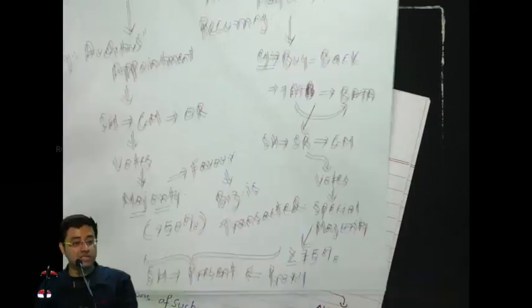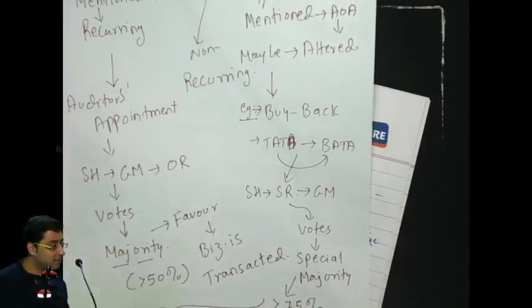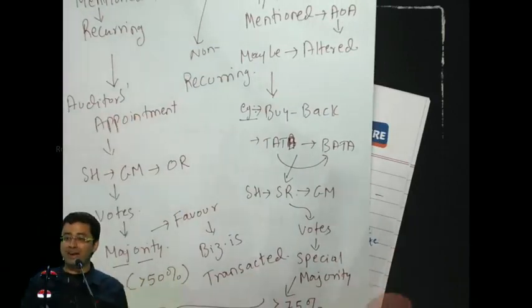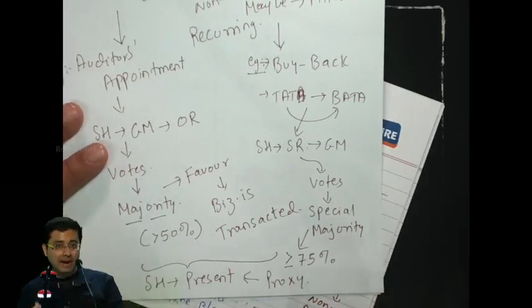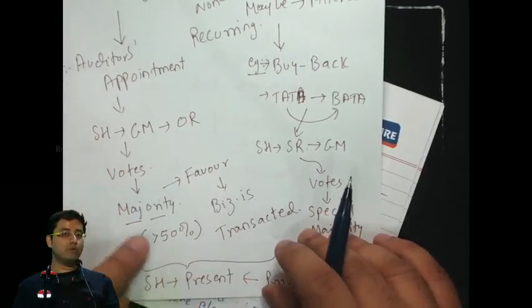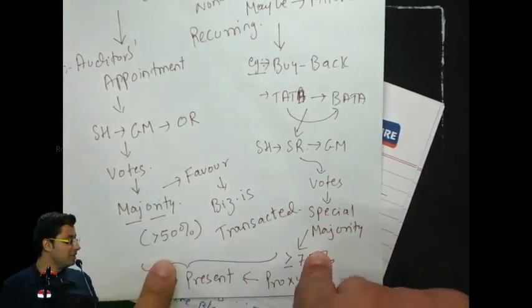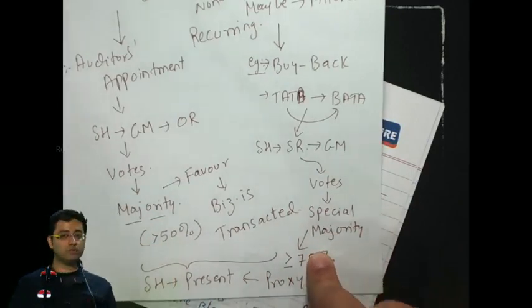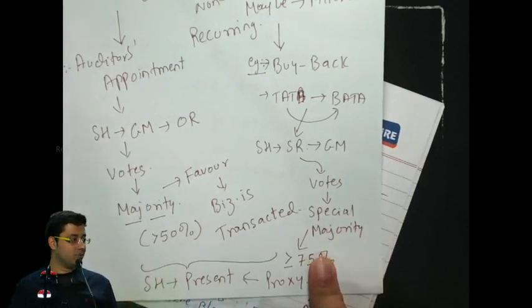If by chance the shareholder comes back and starts attending the meeting, the proxy can step back. That means the role of the proxy comes to an end. Otherwise, the proxy or the shareholder must be present. So we are counting only those votes. Whether it is 75% or more than 50%, we are counting only the votes of the people who are present and voting in the meeting. Have you understood this point?